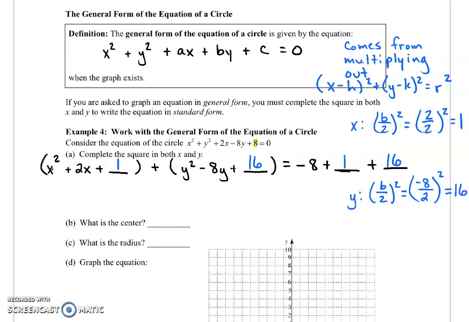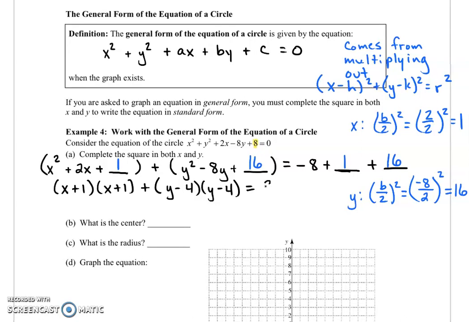Now we just have to clean this up. We have to factor each of the two parentheses. That gives us x plus 1 times x plus 1 plus, for our y parentheses, y minus 4 times y minus 4. And that equals whatever we get when we do the math on the right-hand side. -8 plus 1 plus 16, I think we will find is 9. So finishing cleaning that up so that it's perfectly in standard form, we have x plus 1 squared plus y minus 4 squared equals 9.